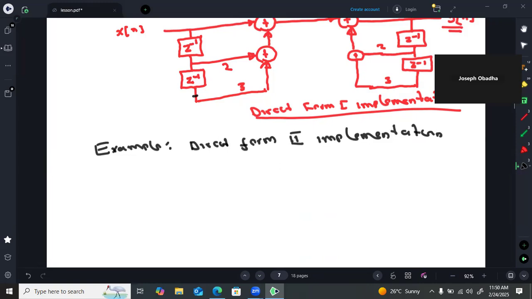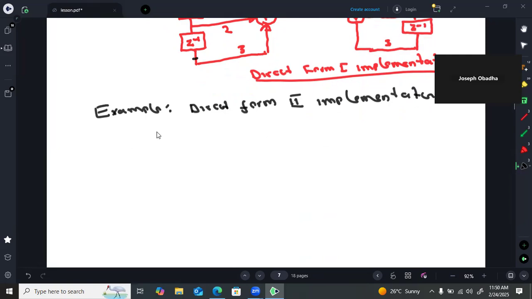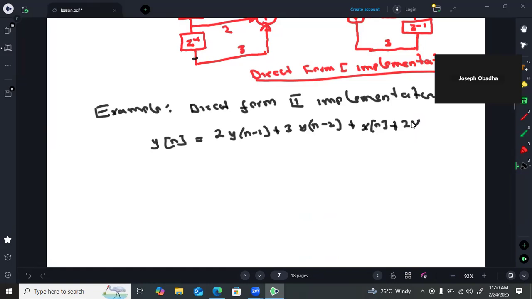The function still remains the same. I'll write it down here for ease of reference. So we'll have y of n equal to 2 y of n minus 1 plus 3 y of n minus 2 plus x of n plus 2x of n minus 1 plus 3 x of n minus 2.